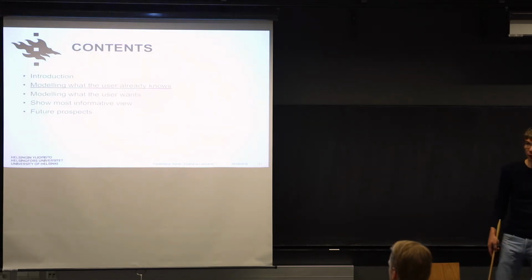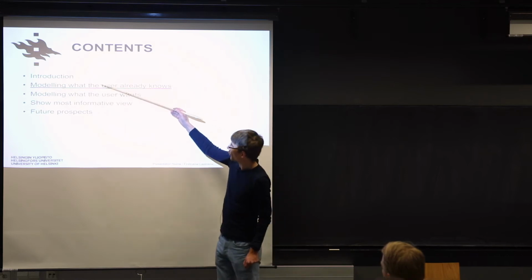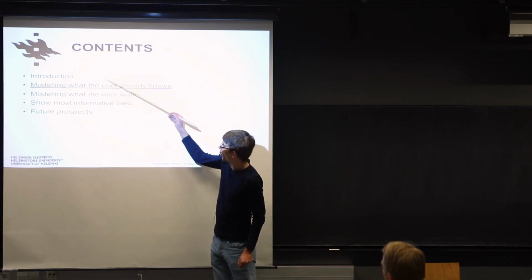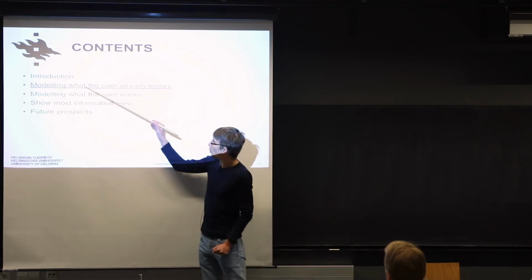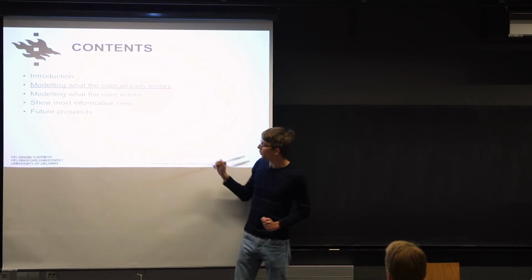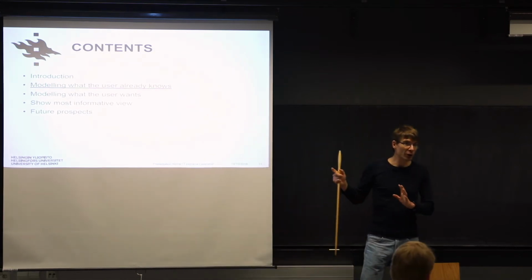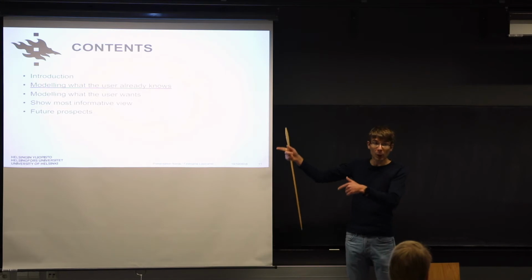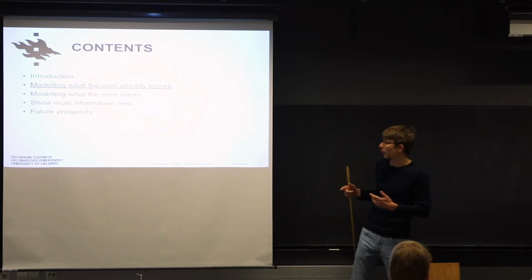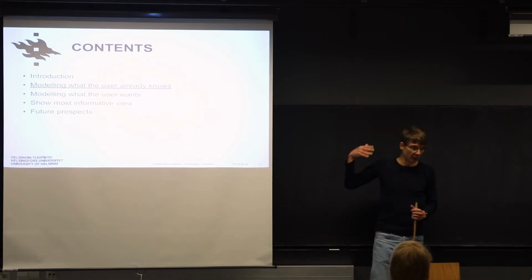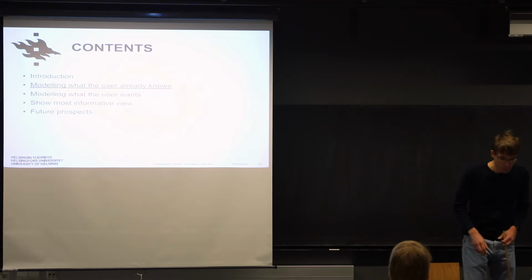Okay, so these are now the requirements, and now you can see the three parts of the talk. How do we model what the user already knows? How do we model what the user wants? And how do we show the most informative view? There are many ways to do these things, but I will be going through one which I think is a very nice example from our recent paper, for which you saw the reference in the previous slide.